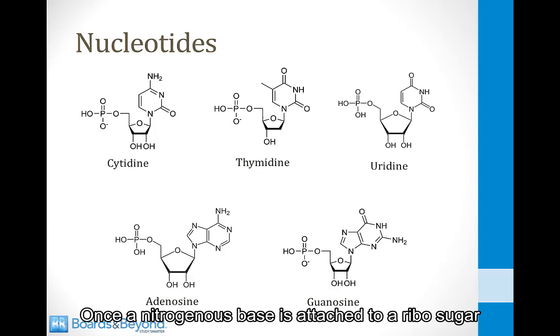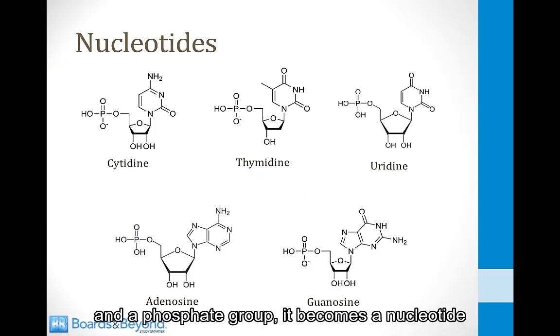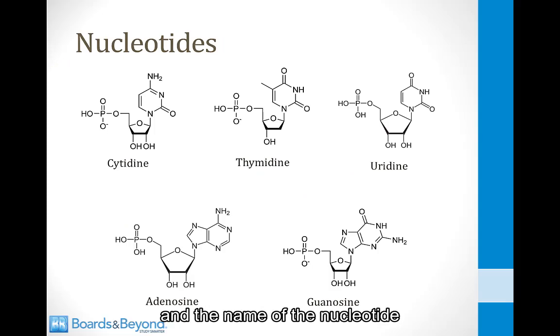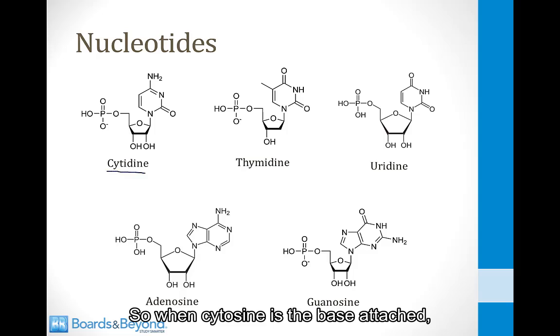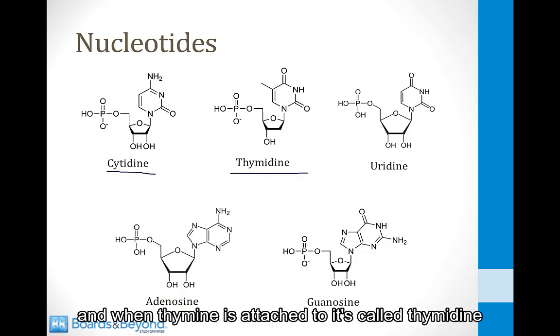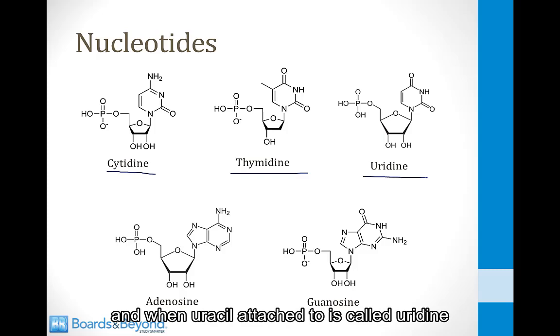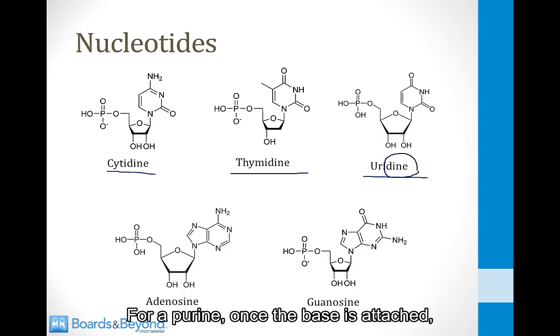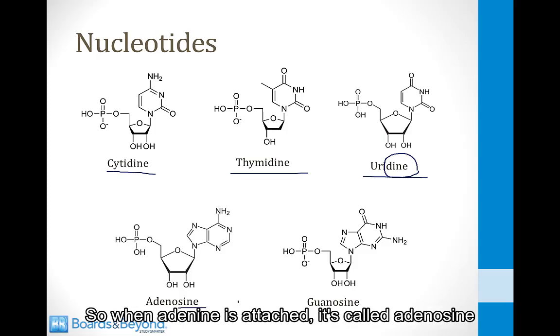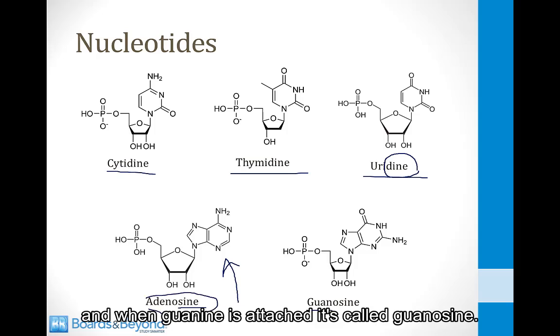Once a nitrogenous base is attached to a ribose sugar and a phosphate group, it becomes a nucleotide, and the name of the nucleotide depends on the name of the base that's attached. When cytosine is the base attached, it's called cytidine, when thymine is attached, it's called thymidine, and when uracil is attached, it's called uridine. All the pyrimidine nucleotides end in D-I-N-E. For a purine, once the base is attached, the nucleotide name ends in S-I-N-E. So when adenine is attached, it's called adenosine, and when guanine is attached, it's called guanosine.